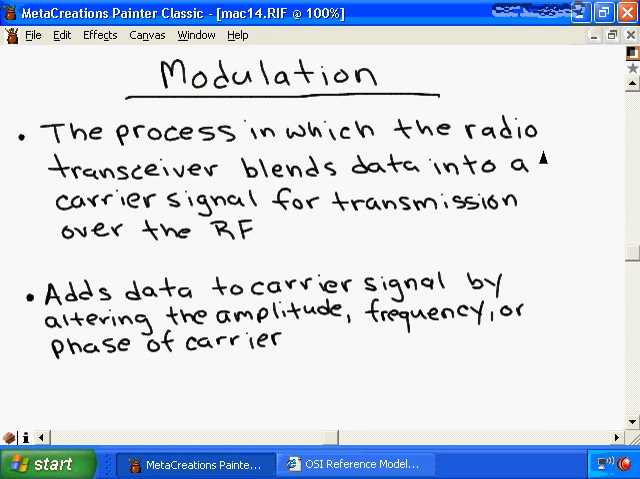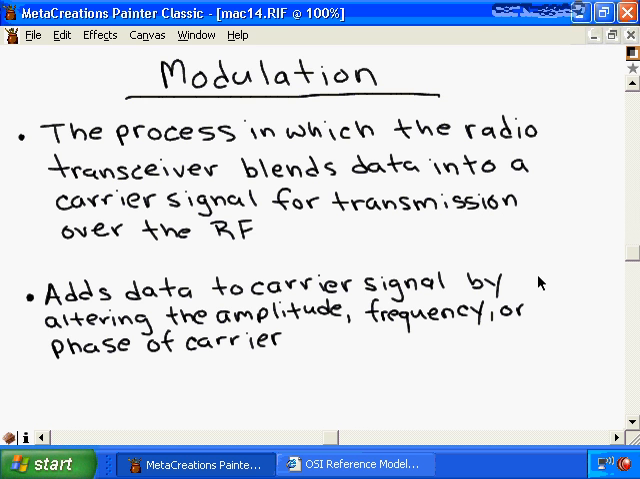This is very similar to what happens when we're listening to a radio. In radio, there are two types of modulation. We have FM and AM: frequency modulation, which is FM, and amplitude modulation, which is AM. The audio signal is blended or mixed in with the AM or FM carrier signal, depending on which one is being used. The modulation process blends or adds this data to the carrier signal by altering the amplitude, frequency, or the phase of the carrier signal.